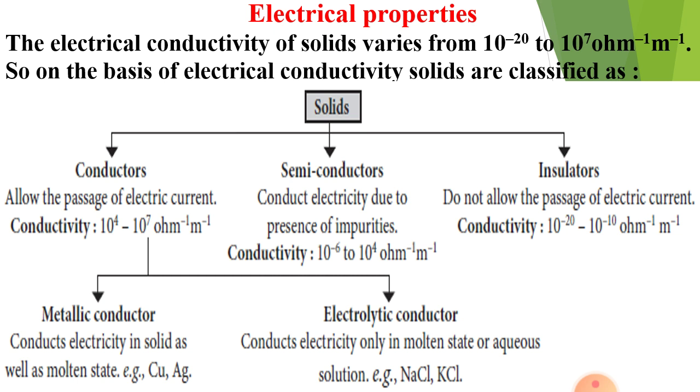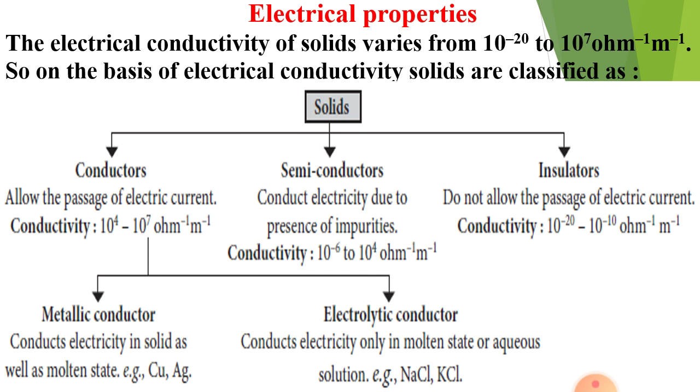First, now we have to focus on electrical properties. The electrical properties are defined on the basis of electrical conductivity, which varies from 10 to the power minus 20 to 10 to the power 7 ohm inverse meter inverse, or Siemens meter inverse.